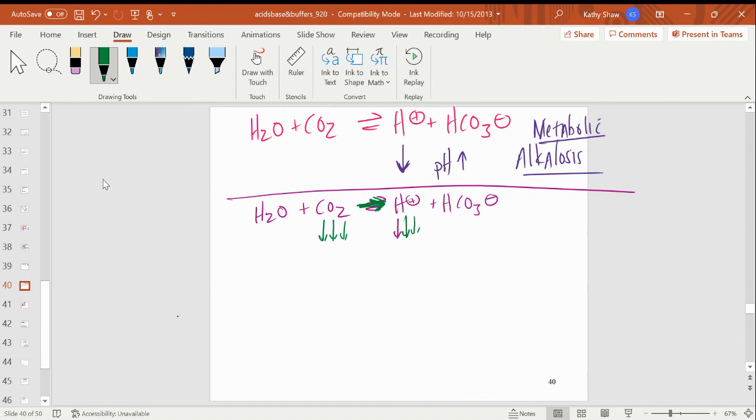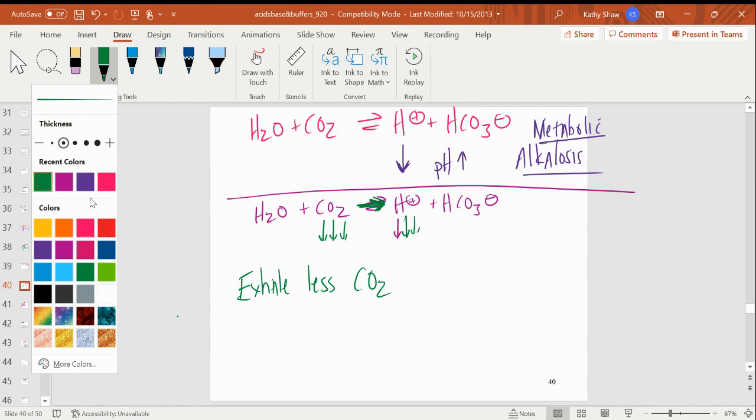So if I want to compensate for this, how would it be if instead of exhaling as much carbon dioxide, I kept some in? So if I kept some in, I'm going to have more carbon dioxide. If I exhale less carbon dioxide, I can drive this. Let me change colors. What color haven't I used? I can drive this back up.